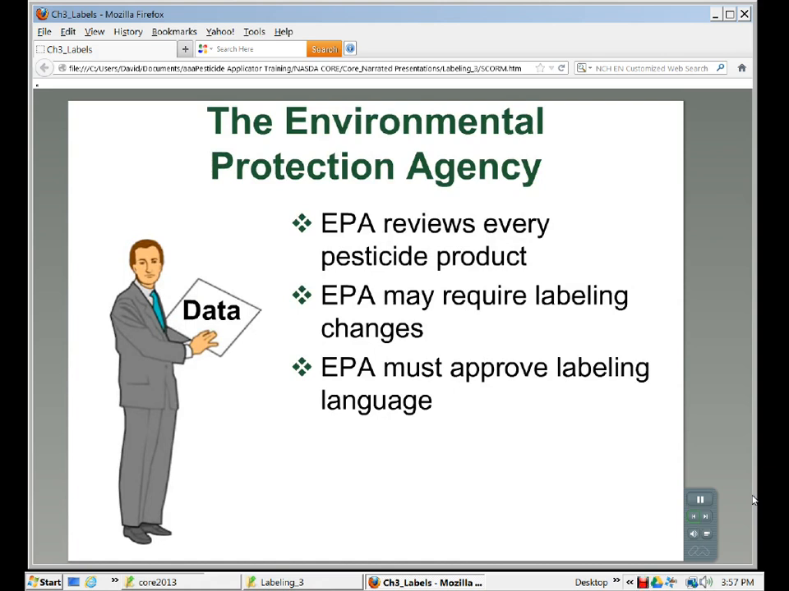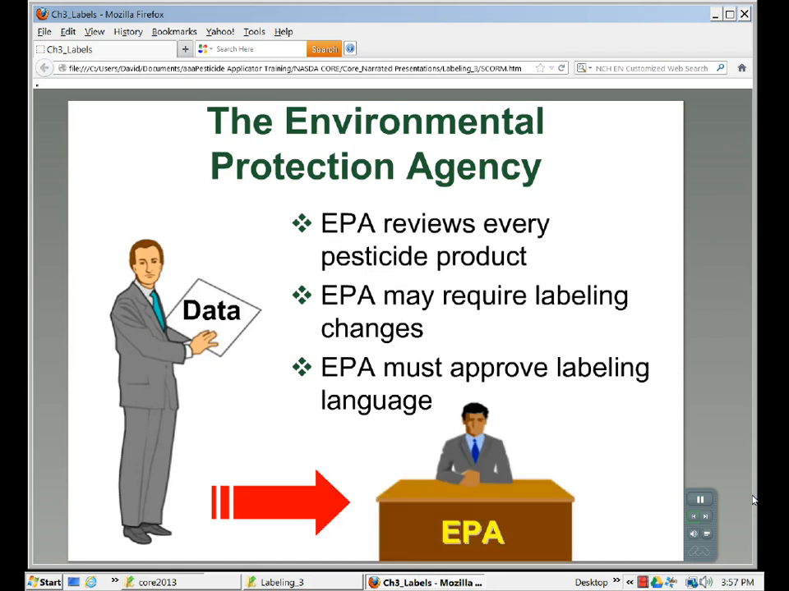The Environmental Protection Agency, or EPA, is the federal agency responsible for the registration of all pesticide products. EPA determines if there is sufficient data to register the product and then reviews all of the data required for registration. EPA may require manufacturers to make changes to a label. Before the product can enter the channels of trade, EPA must approve the label and register the product.